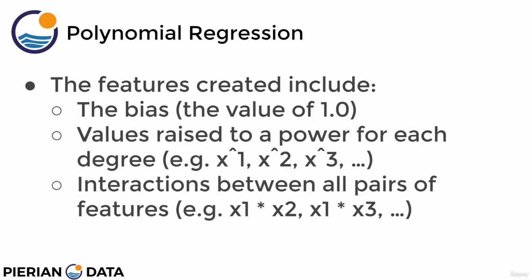So polynomial regression is going to create the following. It will create the bias, basically a default value of 1, indicating the y-intercept term. Then it's going to create values raised to a power for each degree. So you can actually specify, when calling polynomial features, whether you want to go to an order of 2, an order of 3, an order of 4, and so on. Essentially, what exponent do you want to reach? Then it also creates interaction features between all pairs of possible feature combinations. So x1 times x2, x1 times x3, x2 times x3, and so on.